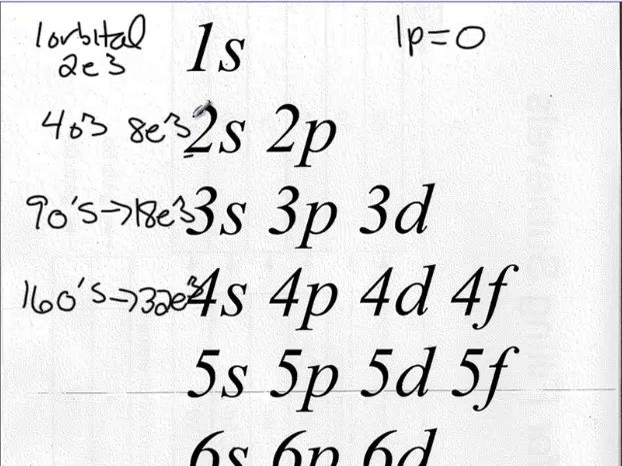Now, when we get to the next one where it has the 6d x squared minus y squared, the only difference here is, now we know that there's a 6d, it's on the chart, but the fact that they gave us that subscript is telling me which particular d orbital it's talking about. So for this one, it's only going to be 2 electrons.